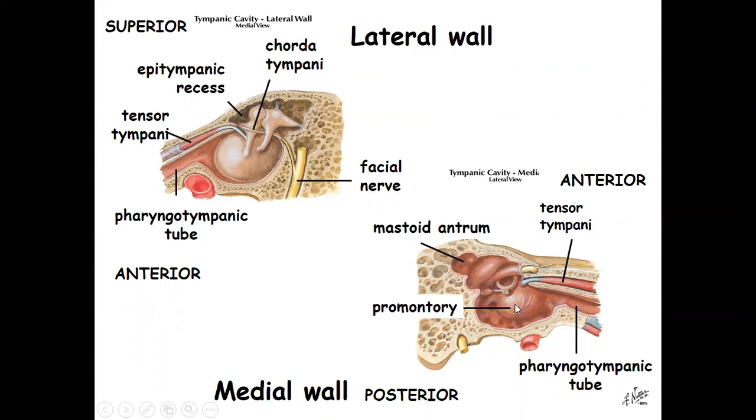Okay, and this is the medial wall. So we have the promontory. And this is the pharyngotympanic tube. This is the structure that forms the anterior wall, and also the tensor tympani muscle. So this is the tensor tympani muscle.